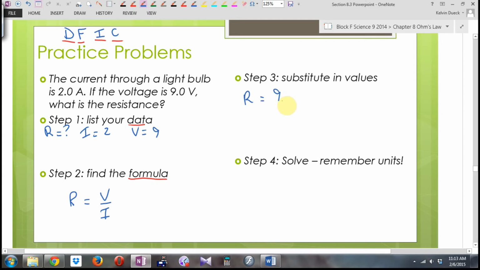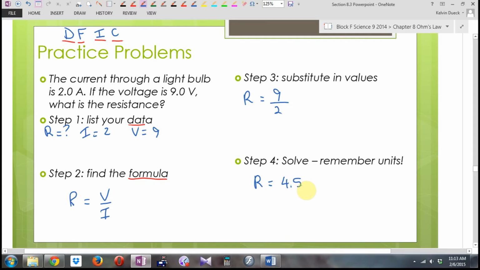9. Divided by, what's I? 2? What is 9 over 2? You might be able to do this one in your head. 4.5. What are we finding? So R equals 4.5. 4.5 what? Now we always add the units.